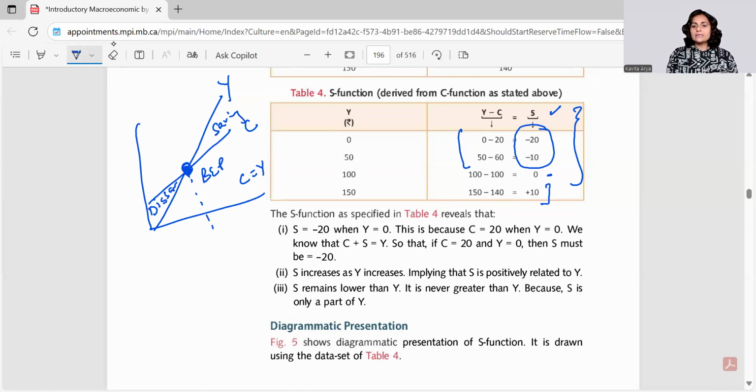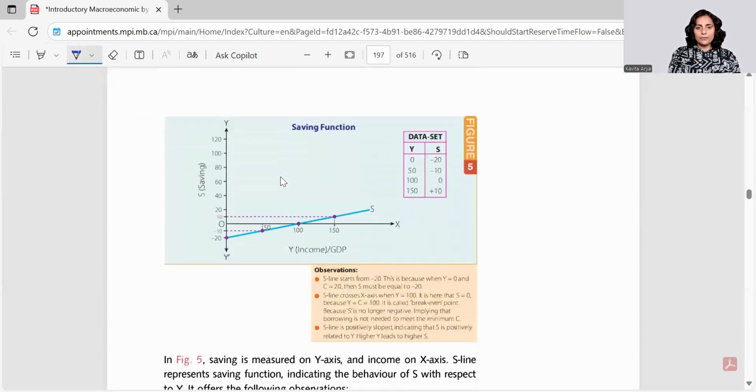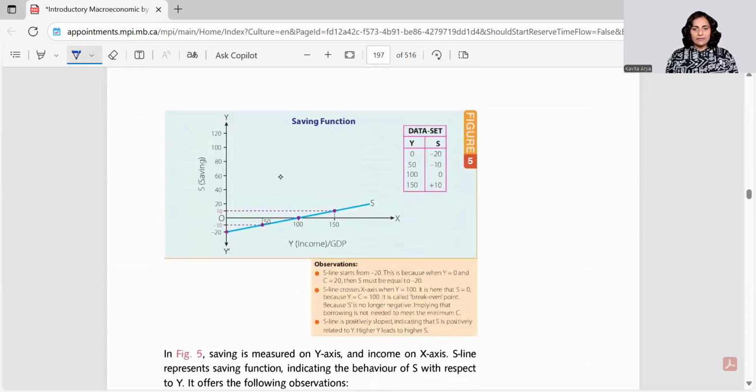So there are some points of observation. The very first point is that S is initially negative, then S increases as Y increases, and it becomes 0 and then it becomes positive. But the most important point here is that positive never means S can be any value. S has to remain lower than Y because you cannot save more than what you earn. So S has to be less than Y. The diagrammatic presentation will make it all the more clear to you. This is the saving function.